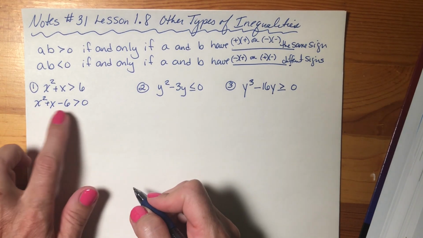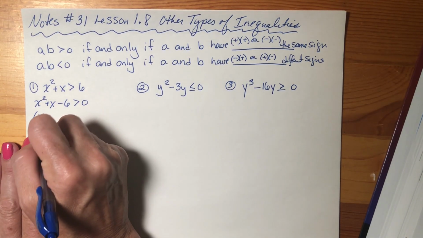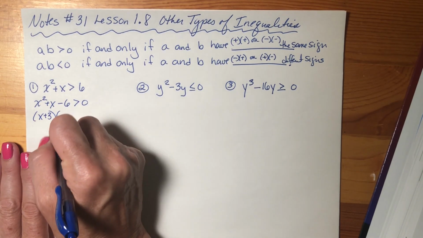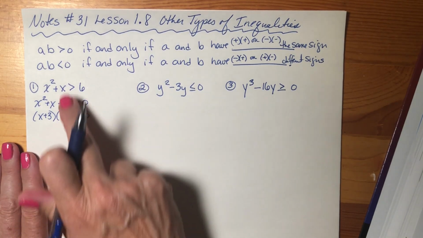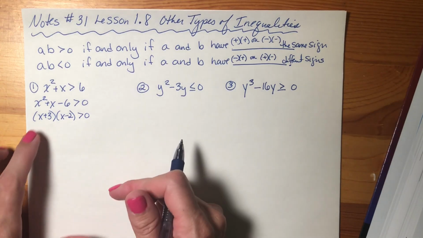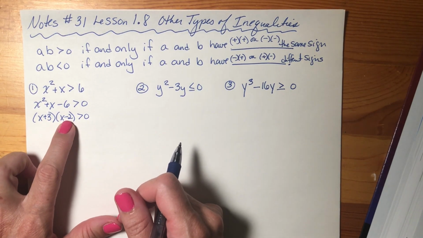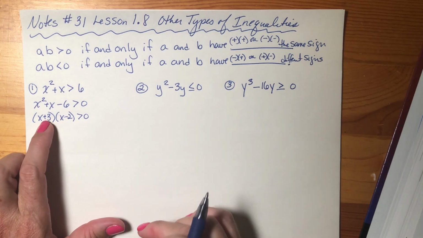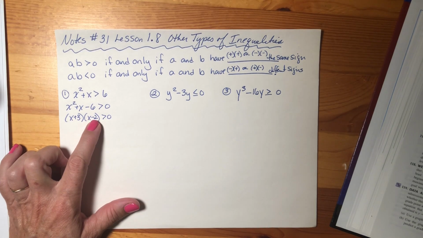All right, so if it's greater than 0, I'm going to think about factoring because I love to factor. It becomes x plus 3 times the quantity x minus 2 is greater than 0. Now, do you see the tie-in that I have up here with the a and b? So it would work if this term is positive and this term is positive, or this term is negative and this term is negative.